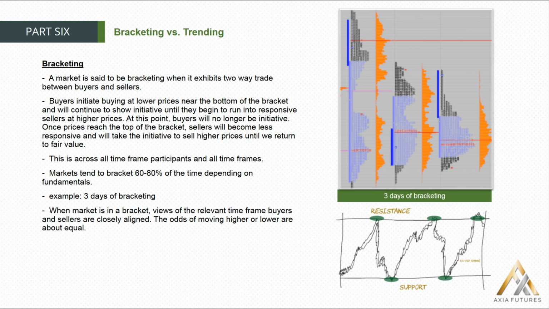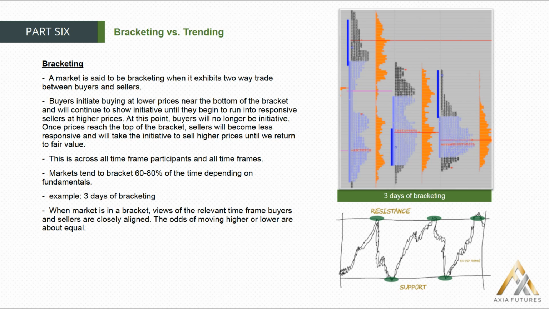So let's get straight into it and kick off by talking about bracketing and trending markets, and what we actually mean when we refer to a market either bracketing or trending. So first, bracketing. A market is said to be bracketing when it exhibits two-way trade between buyers and sellers. Now, as you can see, a very basic example is what we have on the right.